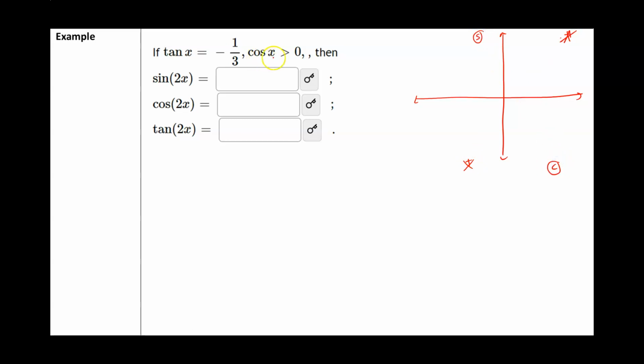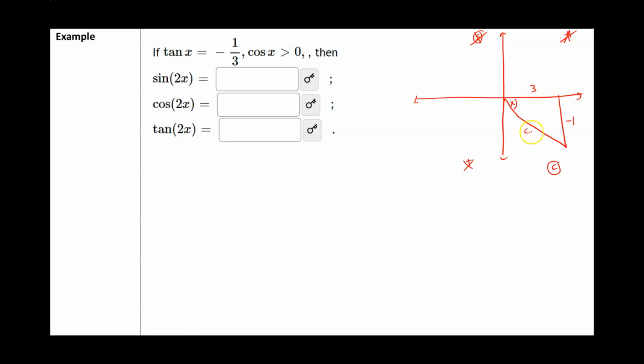But then out of these, where is cosine positive? Where is it greater than 0? And it's going to be greater than 0 in quadrant 4, so that's the quadrant we're going to sketch our angle in. It's a reference triangle. This is angle x. We're told that the tangent is opposite over adjacent. It's negative 1/3, so the opposite is going to be negative 1, and the adjacent is going to be positive 3. Notice that because we're going in the negative direction for the y value, it's negative, and we're going in the positive direction for the x value, so the 3 is positive.